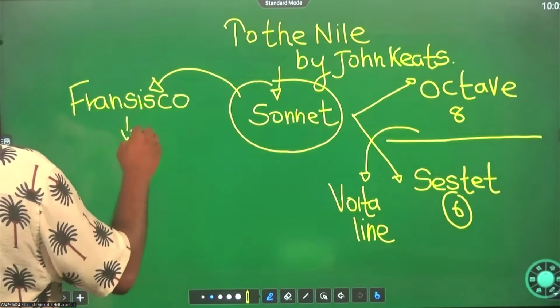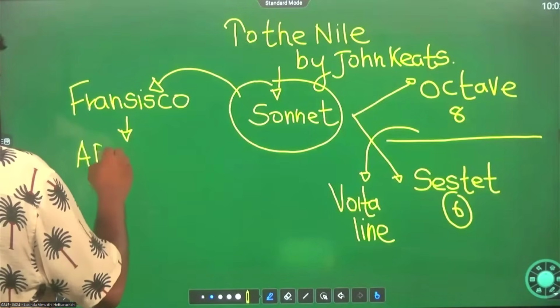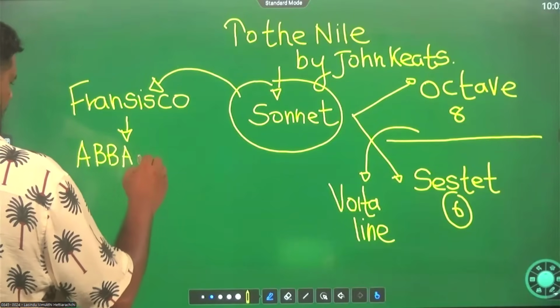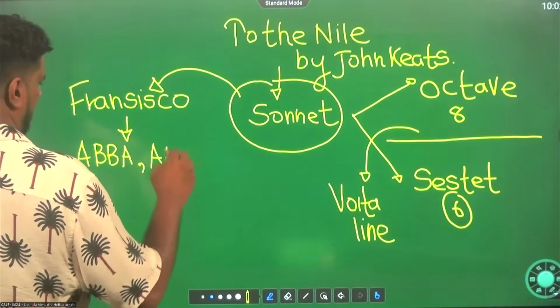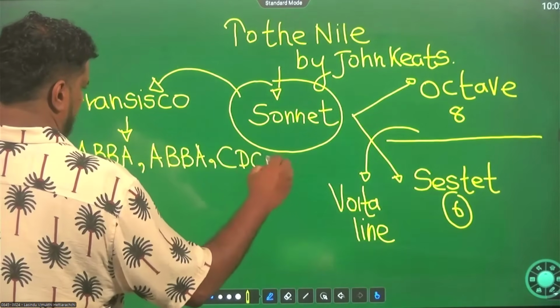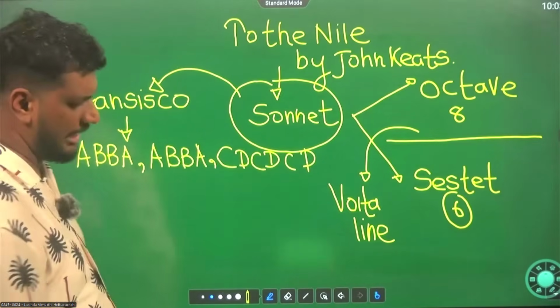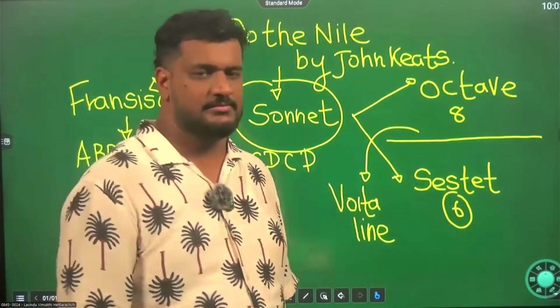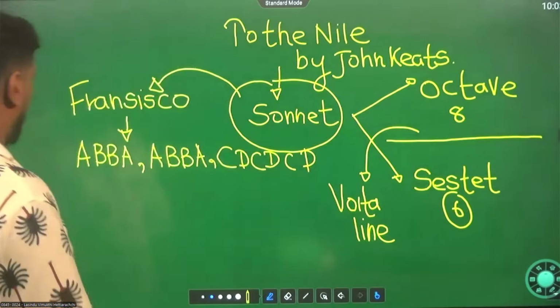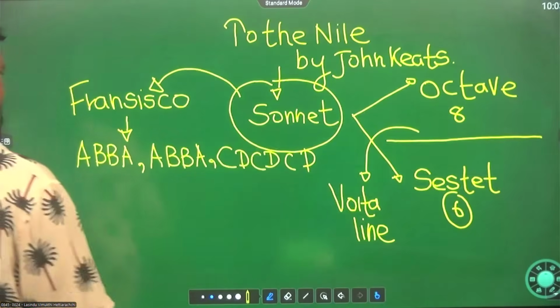In a Petrarchan sonnet, what is the rhyming scheme we have? We have ABBA, and again ABBA, then CD, CD, CD. This is the rhyming pattern of Petrarchan sonnets. ABBA, ABBA, CD, CD, CD.